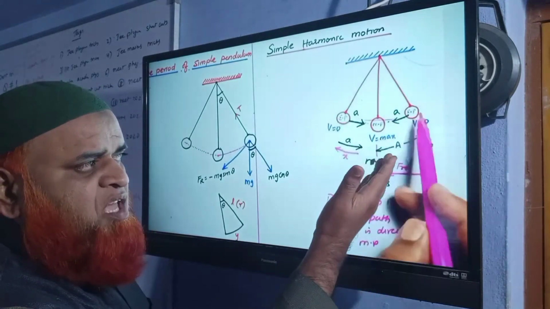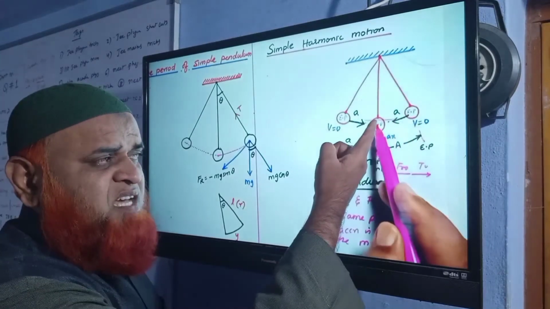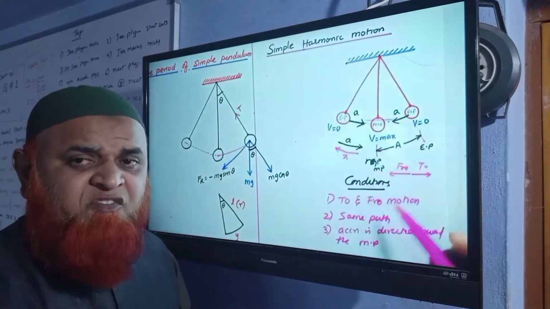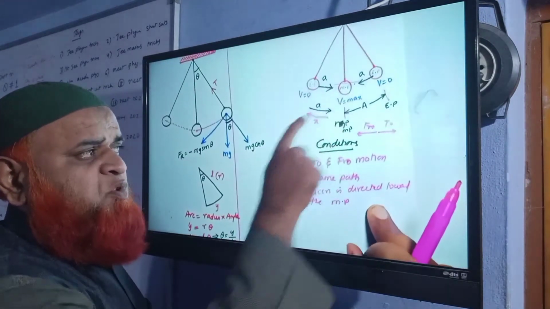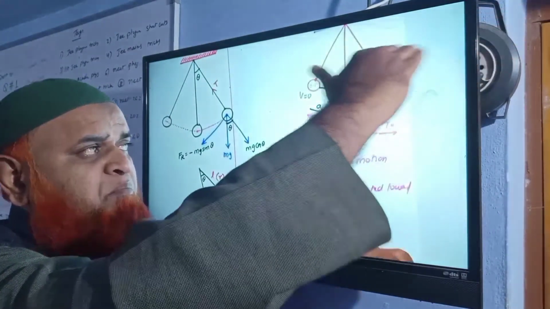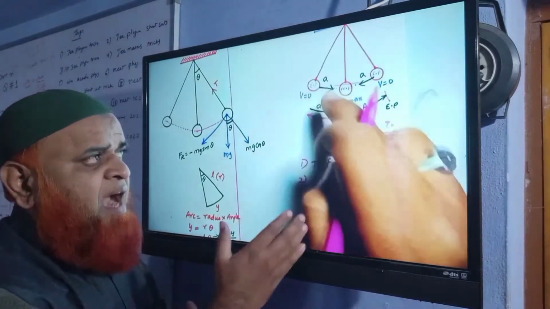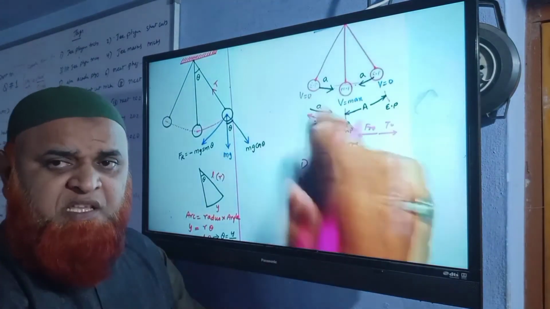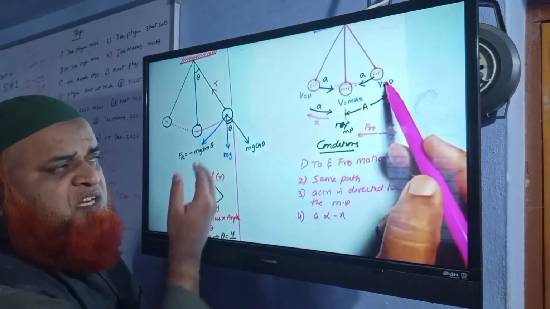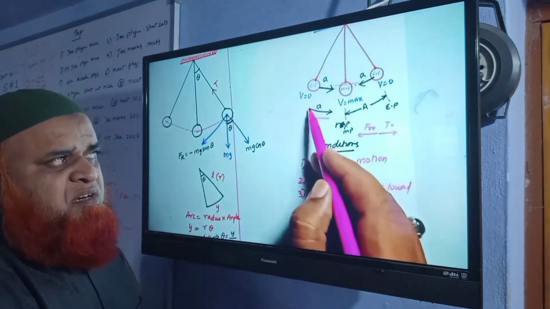The acceleration of a body is directly proportional to displacement. The acceleration is in this direction, whereas displacement is in the opposite direction. The starting position is the mean position, and the body displaces from mean to extreme position. Acceleration is directed towards the mean position and is directly proportional to displacement. Velocity is 0 at the extreme and maximum at the mean.